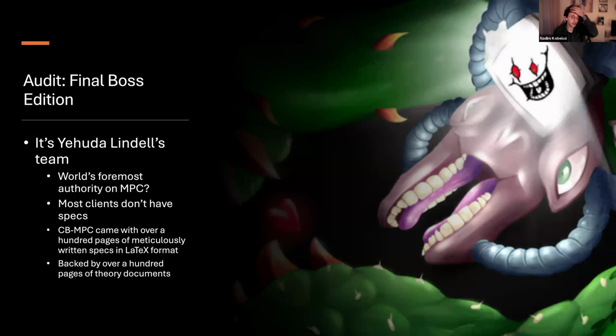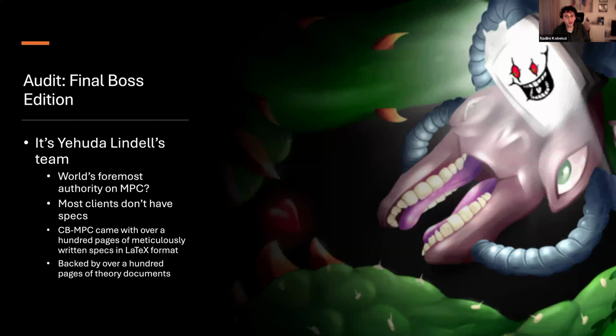This was a crazy, crazy audit, largely because this was Yehuda Lindell's team. And so anyone who's done a standard education in cryptography will basically have used Yehuda Lindell's textbook. He literally wrote one of the best textbooks on cryptography, is probably one of the world's foremost authorities on multi-party computation, which is what this library is about. And so you're dealing with not only work that was managed and directed by an expert, but the expert.